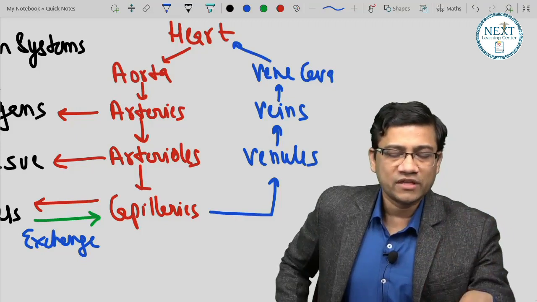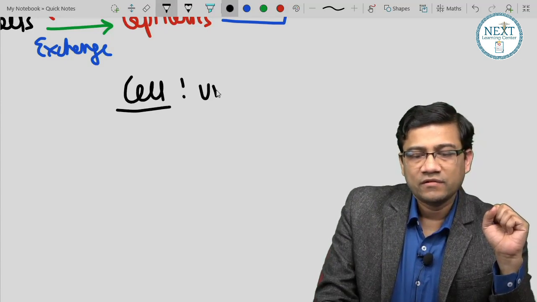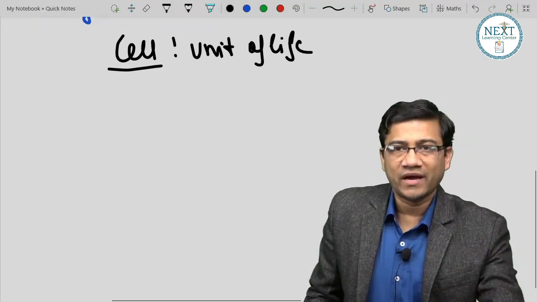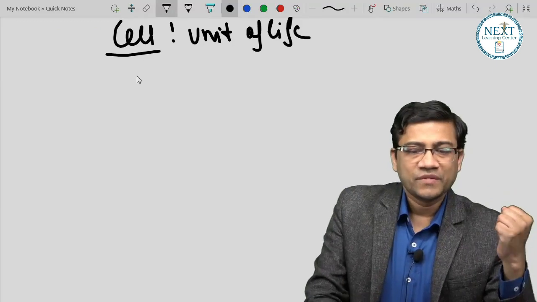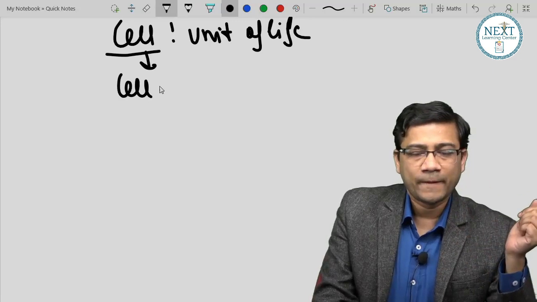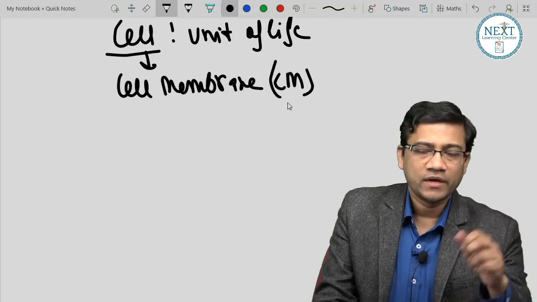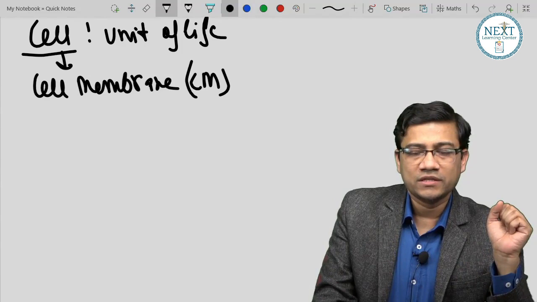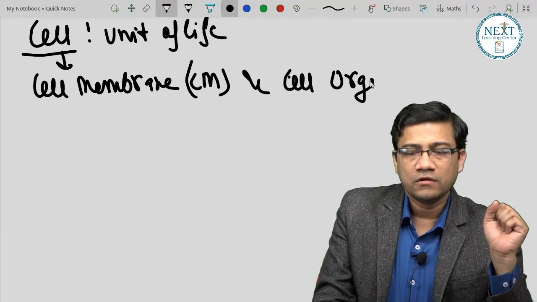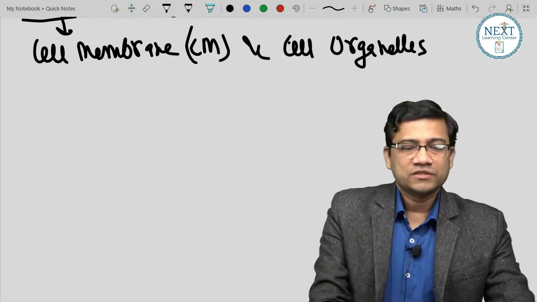Okay, so let's start with the cells now. A cell is the unit of life, and everything revolves around how it is functioning and maintaining its own functions. So first is the cell. It is enclosed by the cell membrane, CM, and it contains cell organelles including the nucleus, etc. Okay, so they are the basic stuff. So start with the cell membrane.